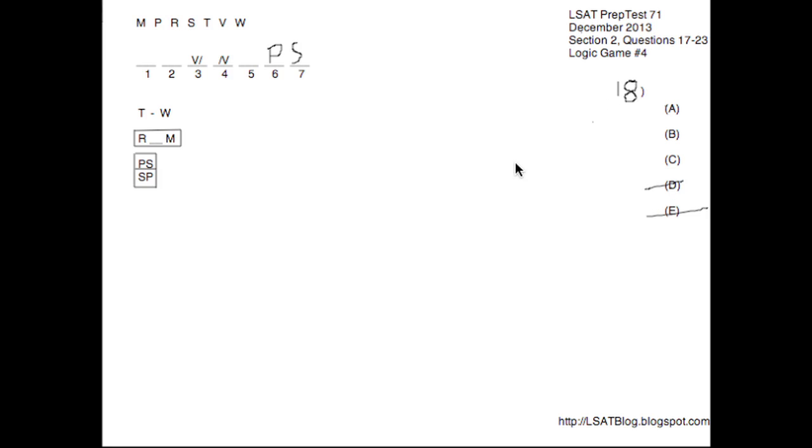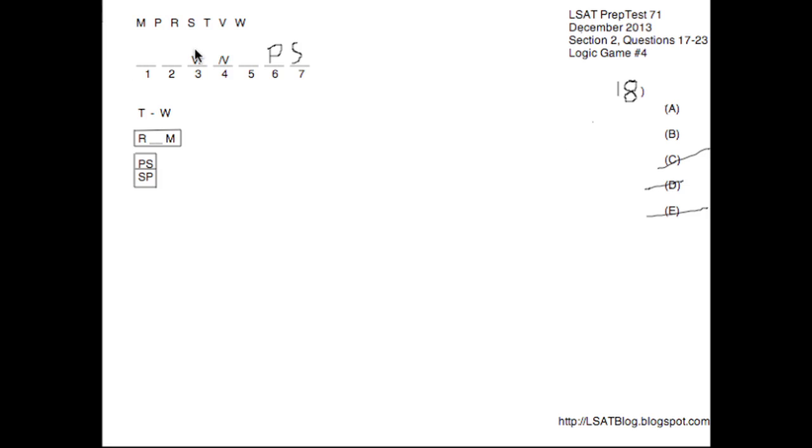T cannot go on 5 because then we'd have no room for W to go after it, so D is gone as well. If T were on space 4, we'd run into a problem, because then where could we have R space M going? We couldn't have R space M on 3 and 5 because then there'd be no room for V to go, and if we put R space M on 1 and 3, once again we'd have no room for T to go. So for that reason, we can eliminate choice C, suggesting that T would be on 4.